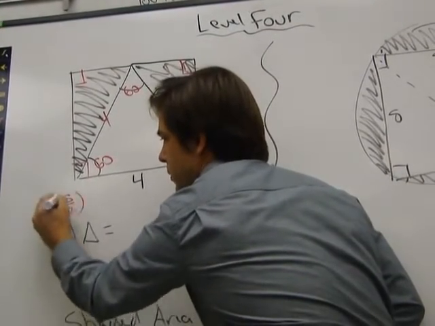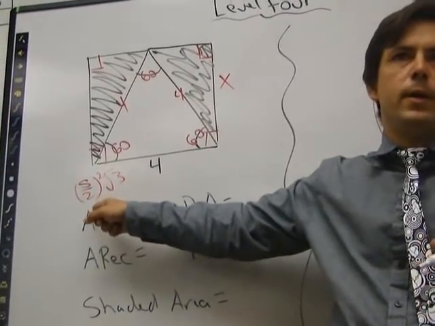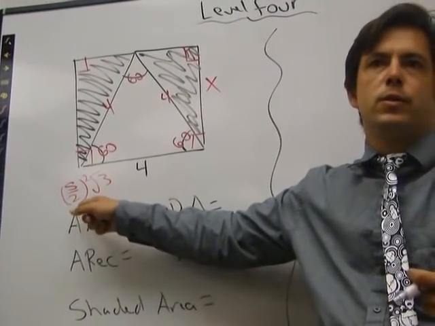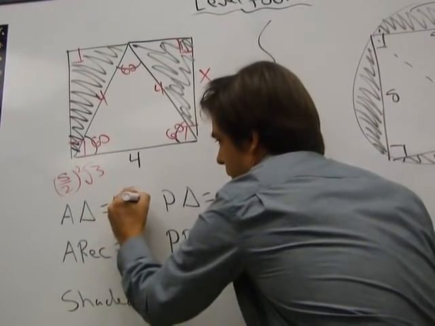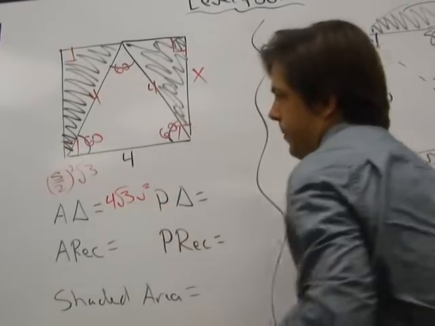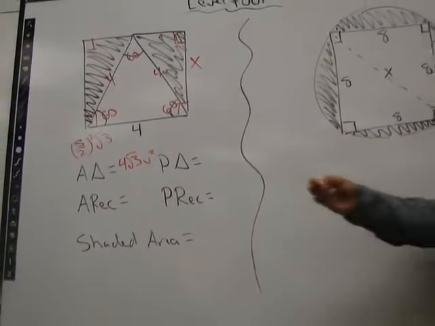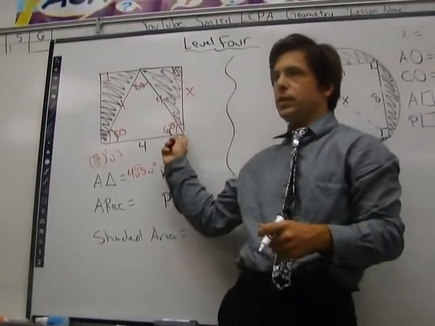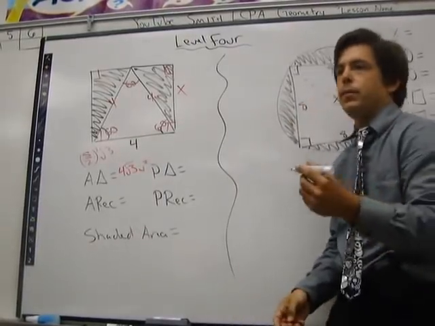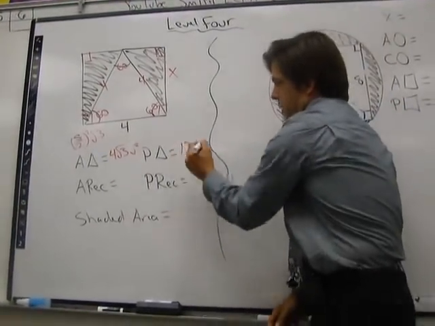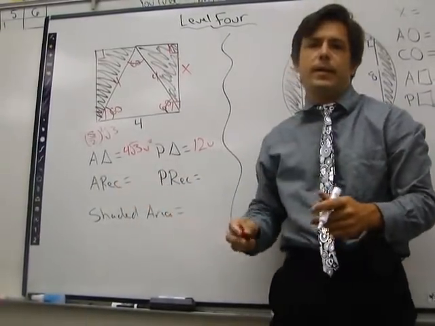S over 2 squared square root of 3. So if S is 4, what's 4 divided by 2? 2. What's 2 squared? 4. So it's going to be 4 square root of 3 units squared. That's familiar. The perimeter of the triangle is also really easy. It's just 4 plus 4 plus 4. So that would be 12 units. That's easy.